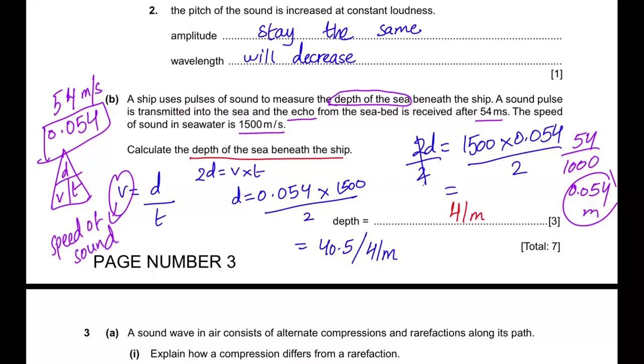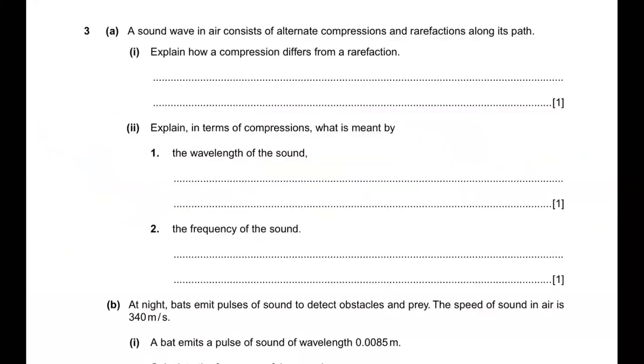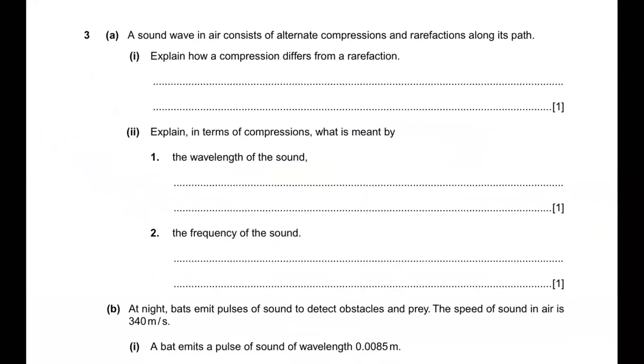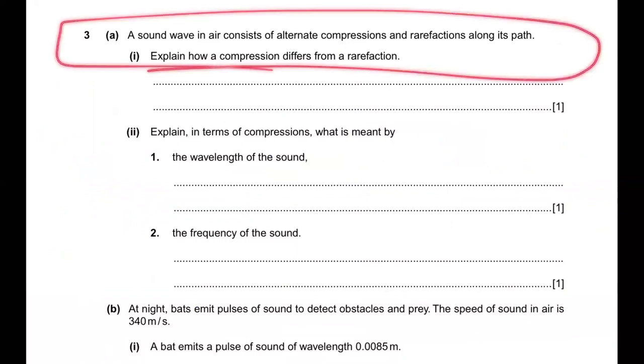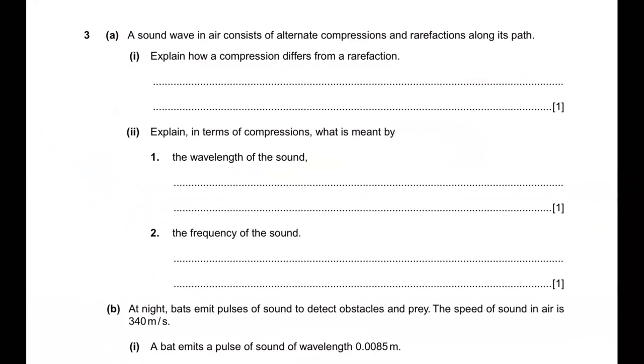Clear. A sound wave in air consists of alternate compressions and rarefactions along its path. Explain how a compression differs from a rarefaction. It's for 1 mark. It's really easy. I thought you could say that compression is a region of high pressure. Yes, that's it.